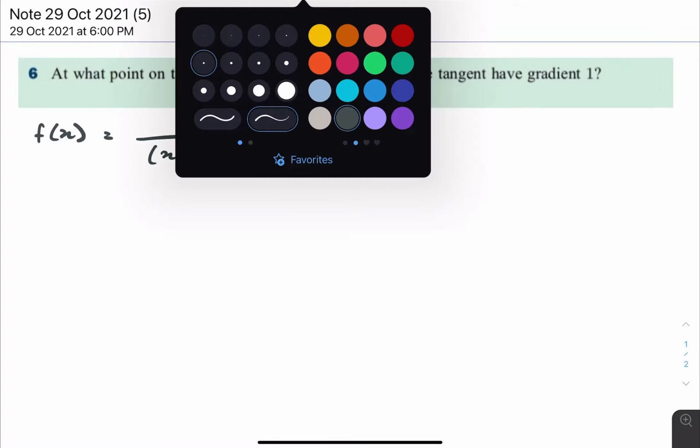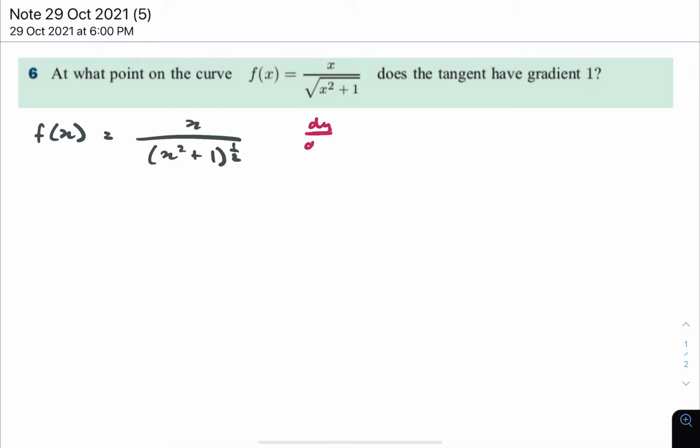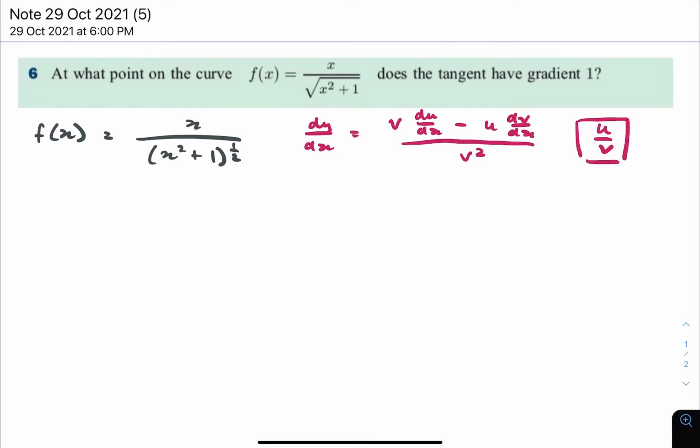The quotient rule is dy over dx is equal to v times du over dx minus u dv over dx, all over v squared, assuming that we have u over v as our function. Now we can just input into this formula. So let's establish what our v and u are. u is equal to x, v is equal to x squared plus 1 to the power of half.